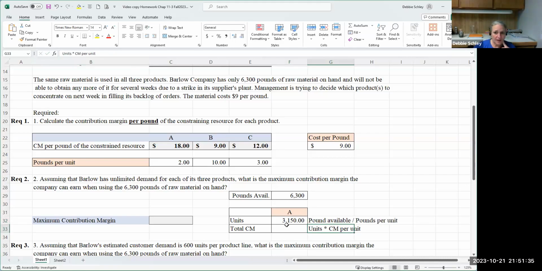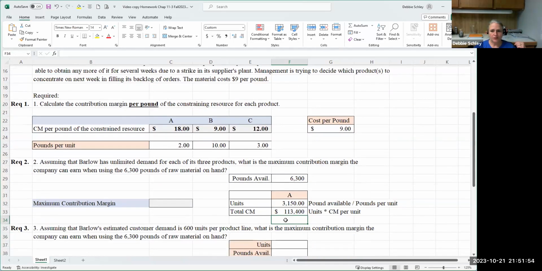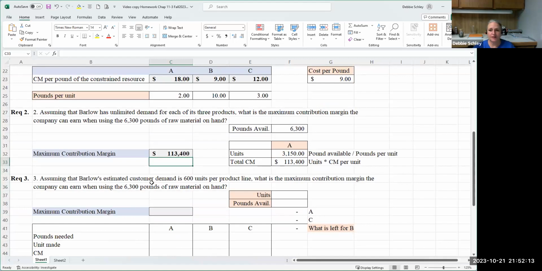Okay. And then I will take the units that I just figured out times the contribution margin per unit. And so that becomes the maximum contribution margin that the company can make if they use all of it to make the most profitable, which is A for mine. Double check your numbers, because I might have different numbers than you do, but the process is the same.